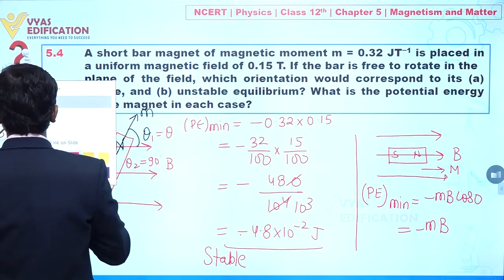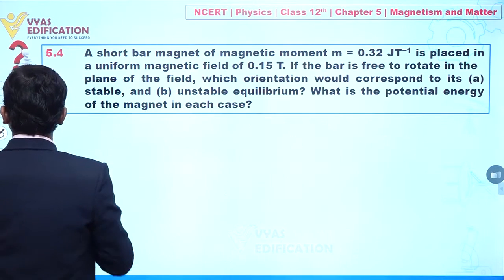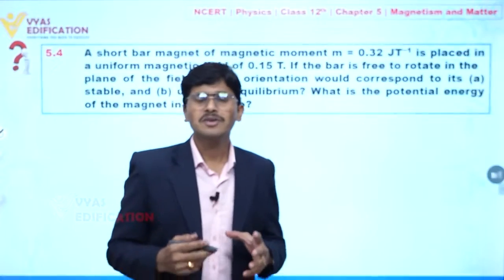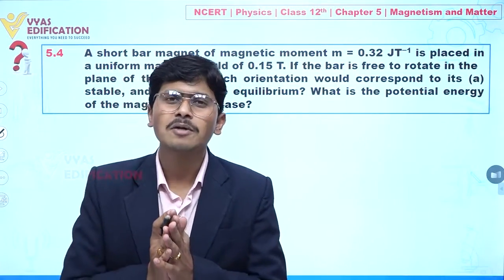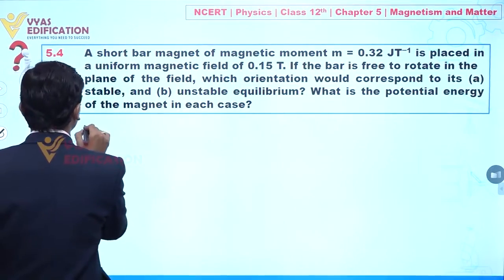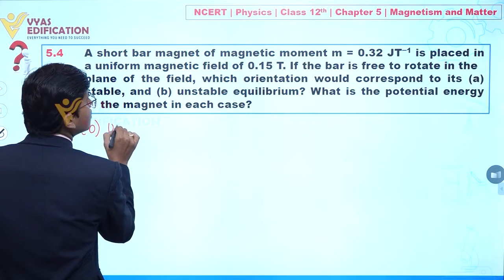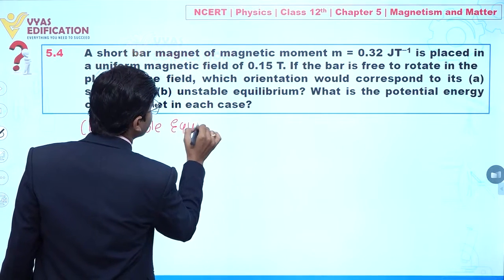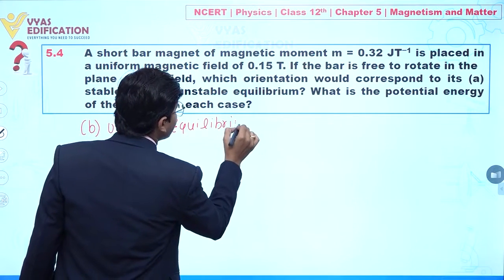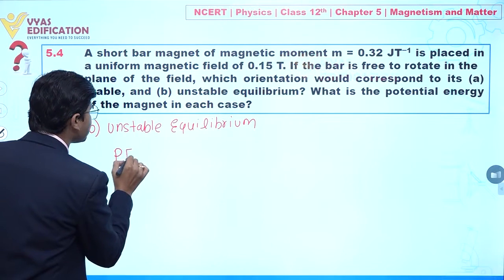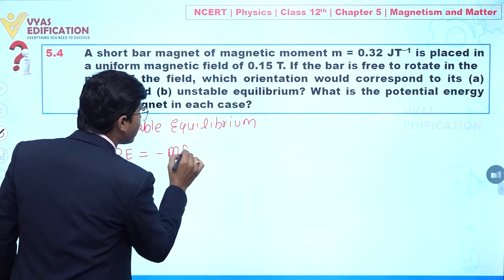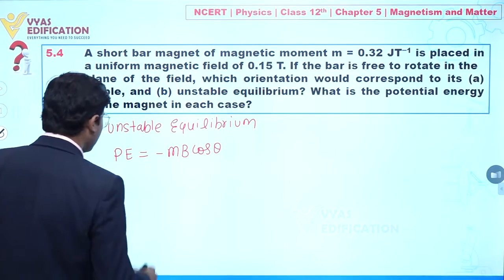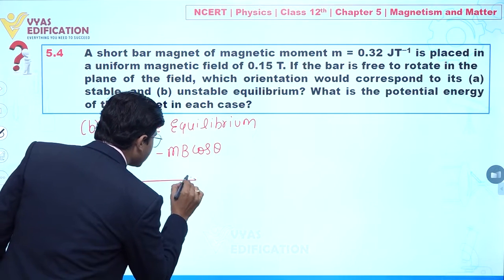Now, listen carefully, if we talk about the position of unstable equilibrium, clear. Now you know very well the potential energy expression, this is given by minus mB cos theta, clear, minus mB cos theta. So now let's suppose the situation is like this.